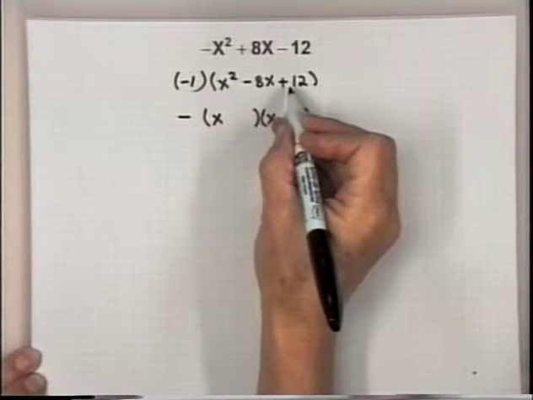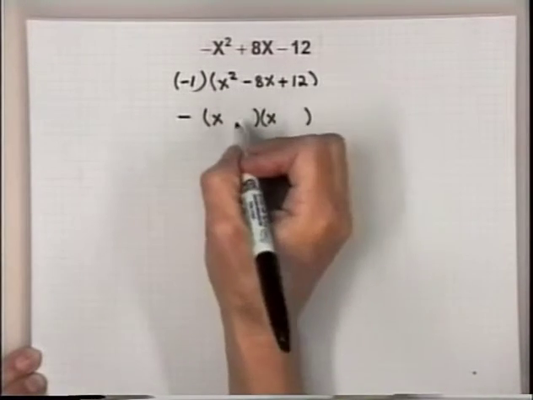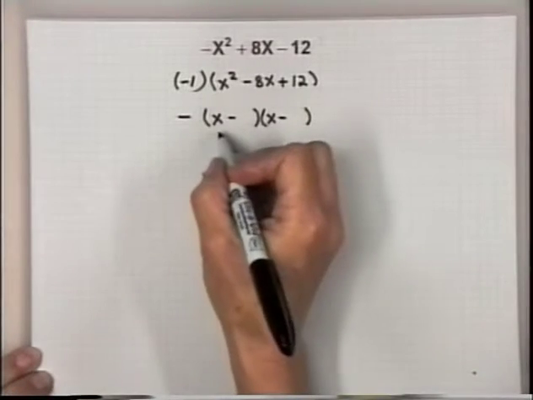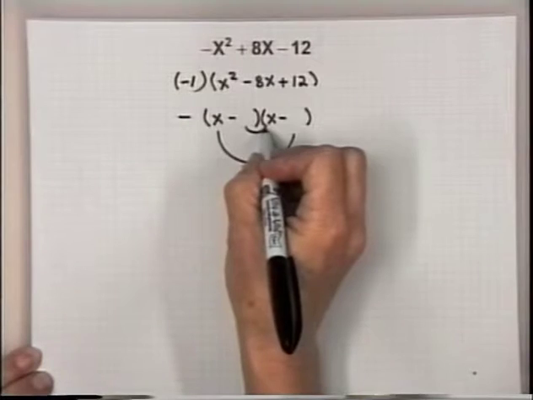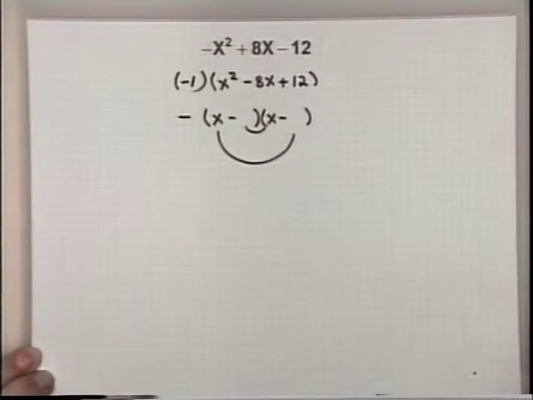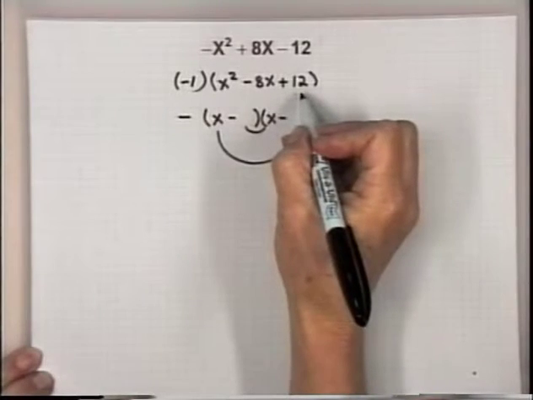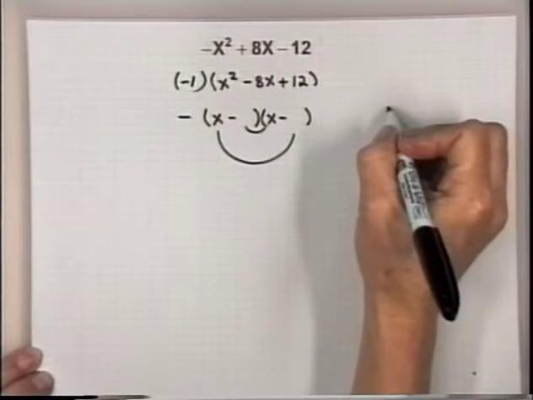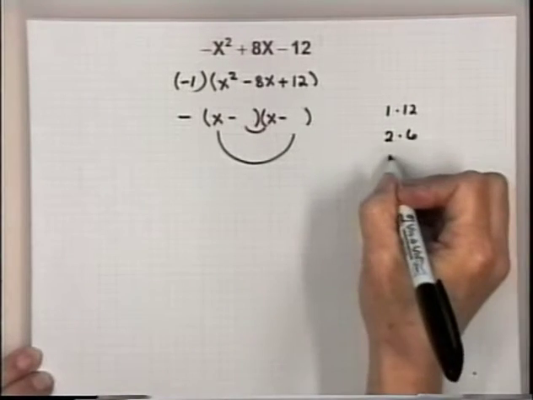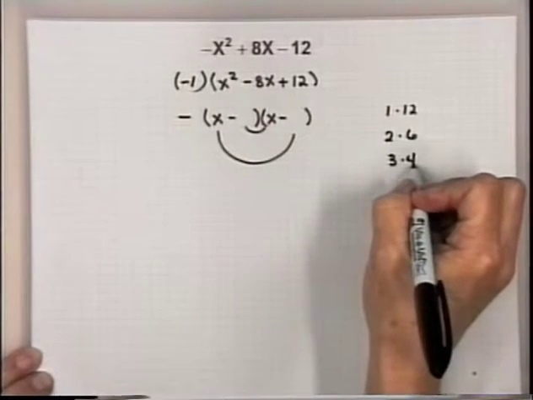Since our third term is positive, we have like signs. Since the middle term is negative, we know that both of these signs will be negative signs. Our outside and inside product needs to add up to negative 8x. We will be using factors of 12. Our choices are 1 times 12, 2 times 6, and 3 times 4.